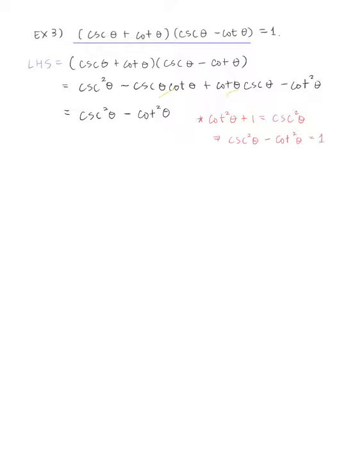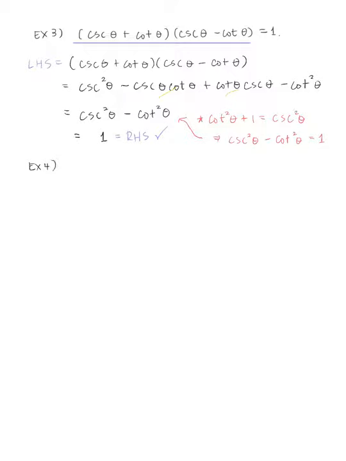All right, so that's exactly the expression that we have here. So therefore, this is going to equal 1 by the Pythagorean identities. So this is exactly what we wanted to prove. So we're done. Okay, next example.